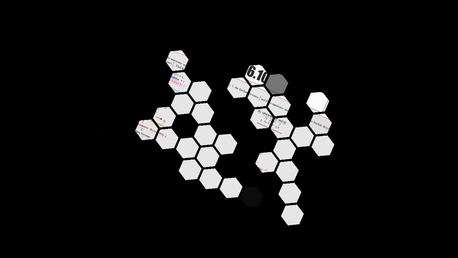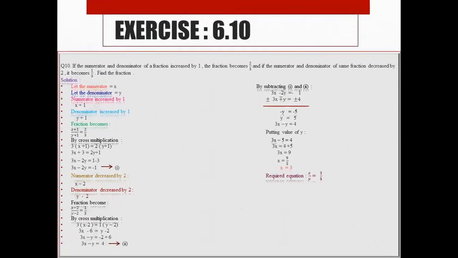Question number 10 and 11. Again, they both are the same. Definitely, I told you the values will be different. The condition may be different, but the way of making the equation is the same. Question number 10: if the numerator and denominator of the fraction are increased by 1. Increased always means plus sign. We suppose the numerator is x and the denominator is y. Increased by 1 means x plus 1 and y plus 1.